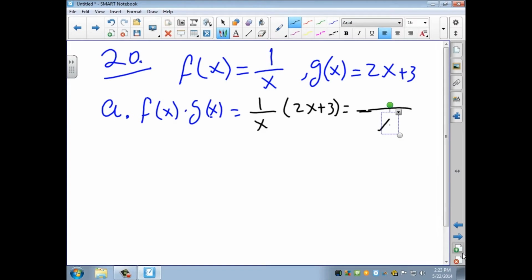x here, whoops, sorry, so you get 2x plus 3 divided by x. I mean, it's like given the denominator of 1 here, and you're multiplying these two together. Therefore, you get denominator times denominator, numerator times the numerator. So 2x plus 3 divided by x.